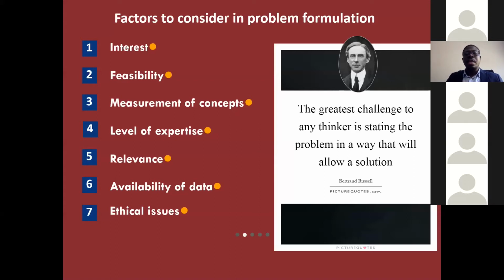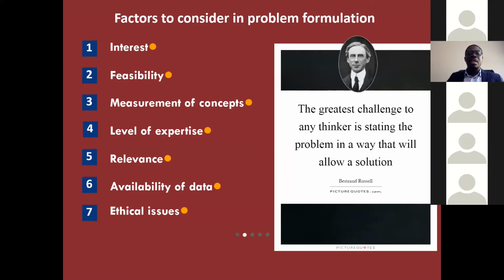The other factor that you have to consider is the measurement of concepts. Yes, certain topics may be exciting, flowery and very enchanting, but at the end of the day, can you operationalize your variables? Are these concepts measurable? Is it something that can be done? And so issues like happiness, joy, excitement, how are you going to measure them? You have to pick a topic that clearly is measurable.